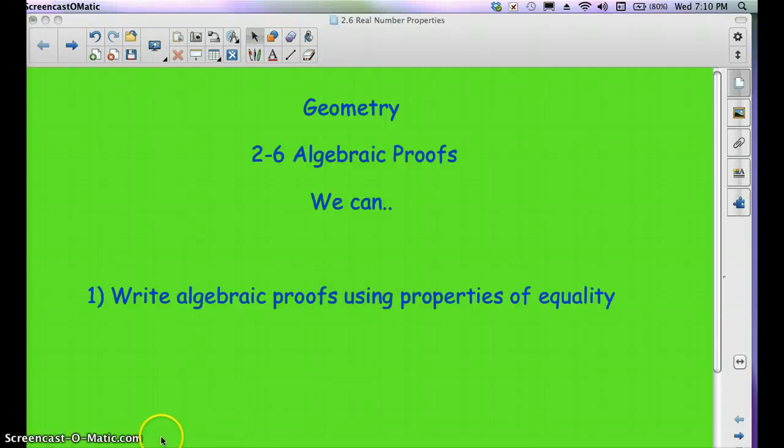Hello, geometry students. We're going to start algebraic proofs, and this is just an introduction to proofs in this class, and we're going to use properties of equality to do so.